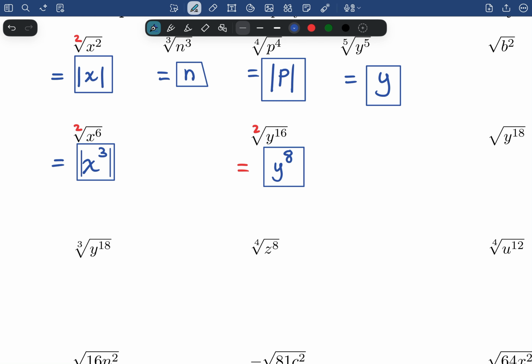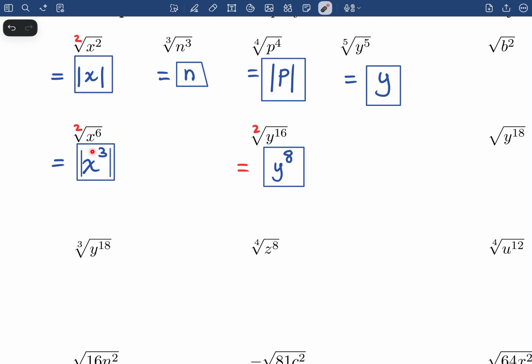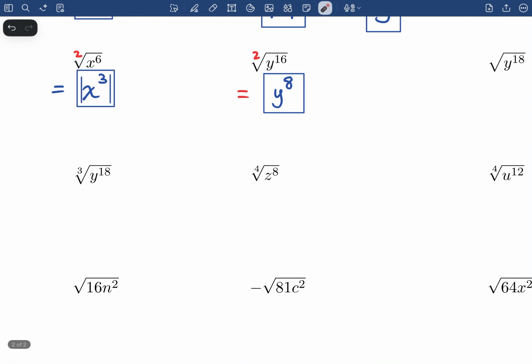Let me explain. In the previous case, your answer had an odd power, so x could have been negative or positive. In this case, y had an even power. So y to the 8th power is positive no matter what. So there you go. Let's proceed forward.